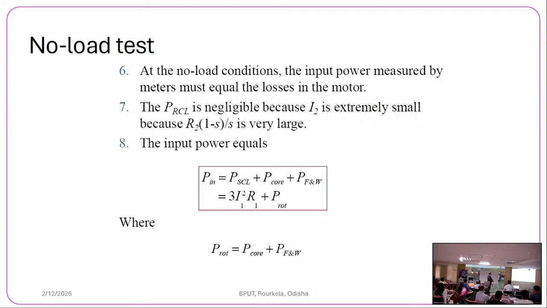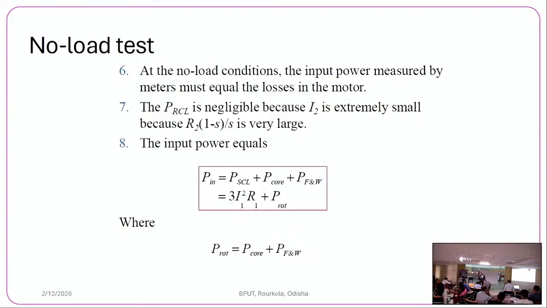So the no load test I have already explained. In the no load test, I square R losses are negligible, and still you can subtract it, because in the DC test you measure the resistance and you find R1 after multiplying by 1.1. So what you can do?